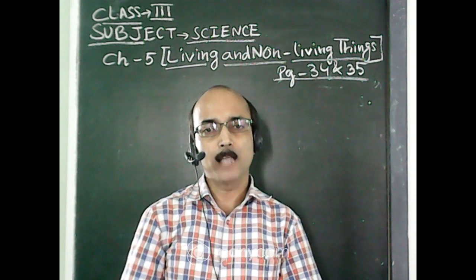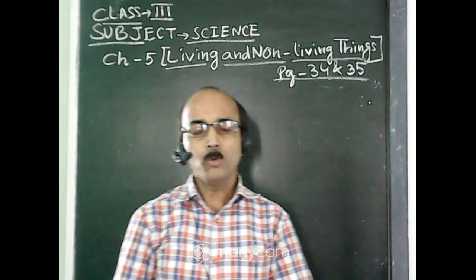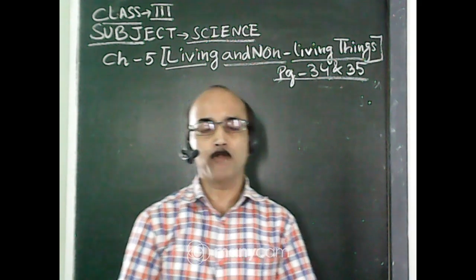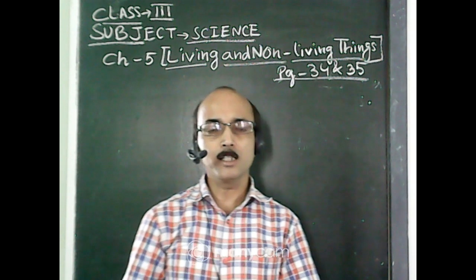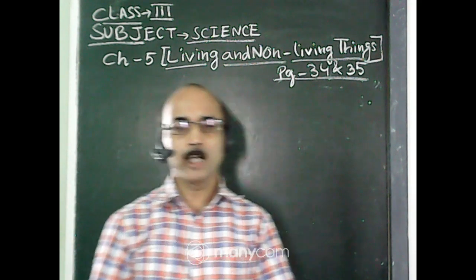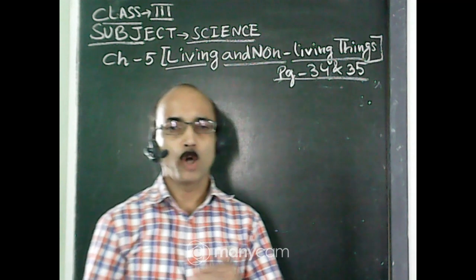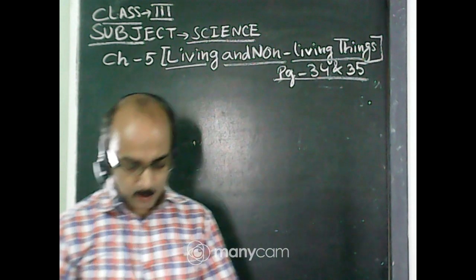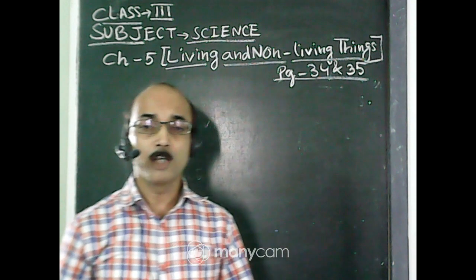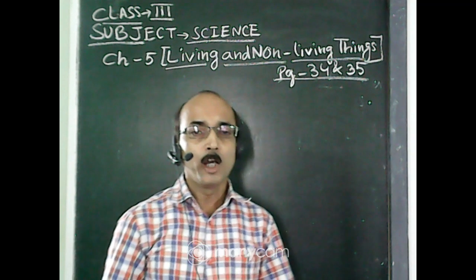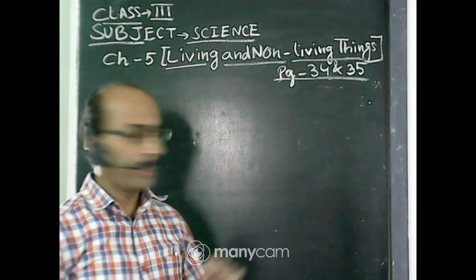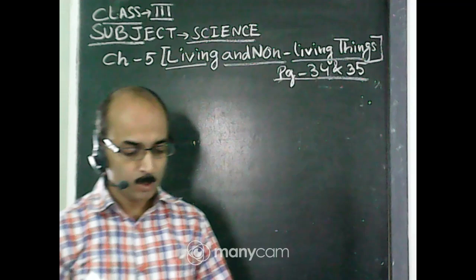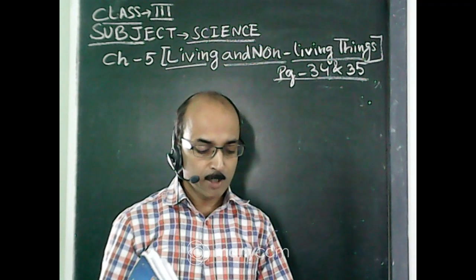Today, as you know, it is your science subject. We have already completed the explanation of chapter 5, living and non-living things, and we are doing the exercise of the same chapter. In our previous class, we did some of the questions from section D, very short answer questions. You can find this on pages 34 and 35 in your science book. We will continue from section D.